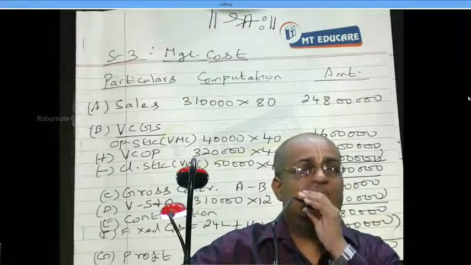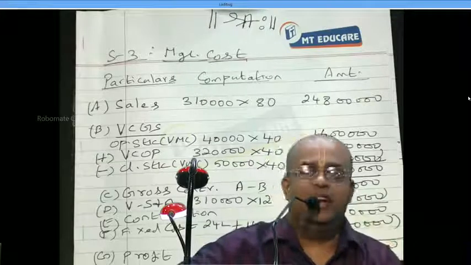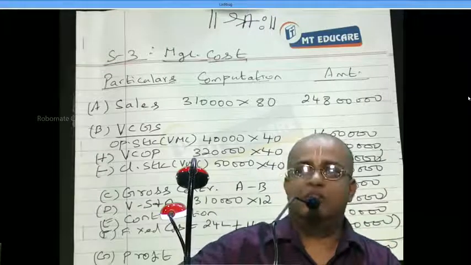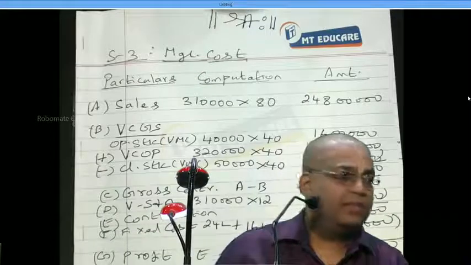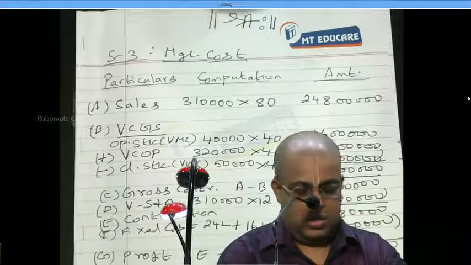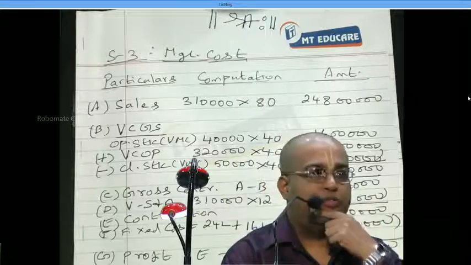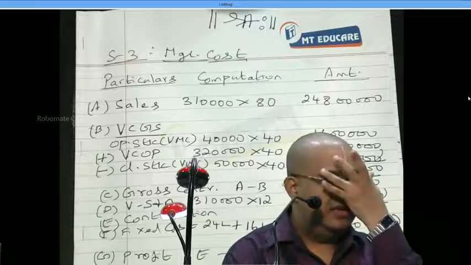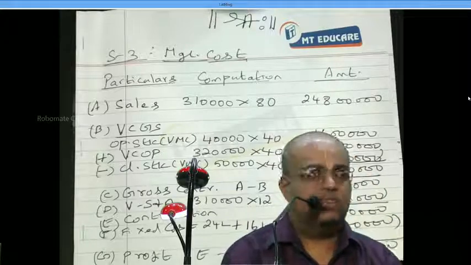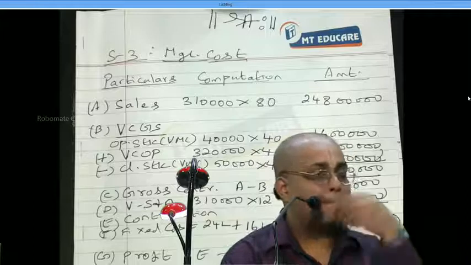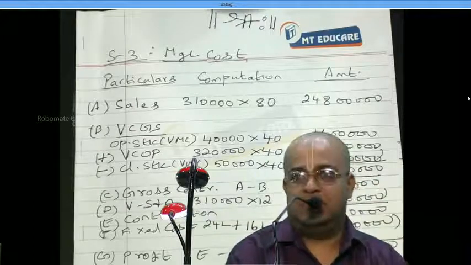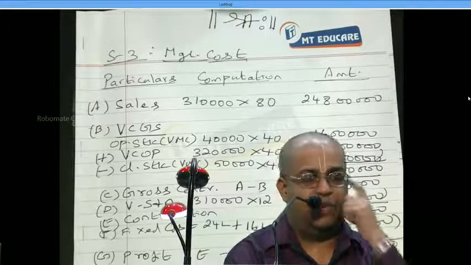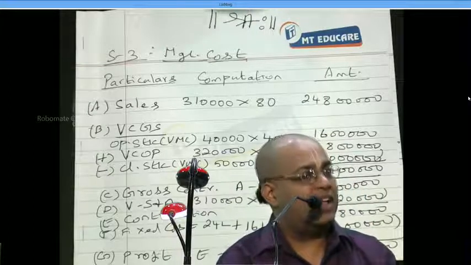Second branch, net closing stock. Which shows more profit? Absorption system shows more profit. Third branch is what? Net opening stock. Obviously, marginal costing system shows more profit. Tell me, up to this, do you have the clarity or not?